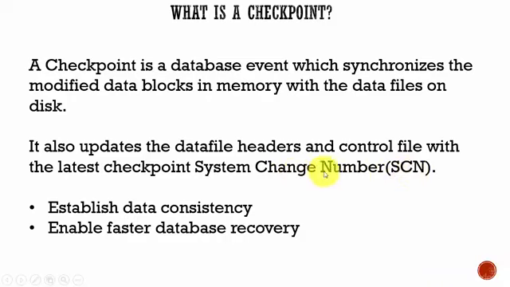You can think of the system change number like an Oracle clock which increments every time there is a commit. It's a sequential number which Oracle keeps incrementing for every commit.